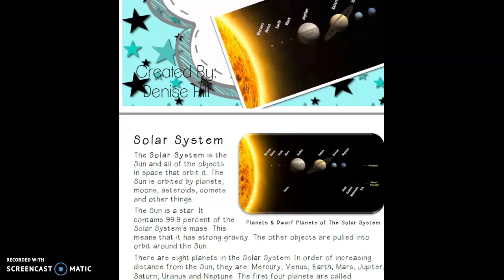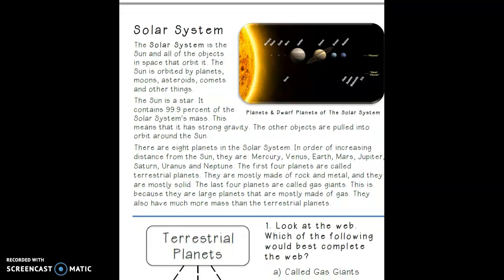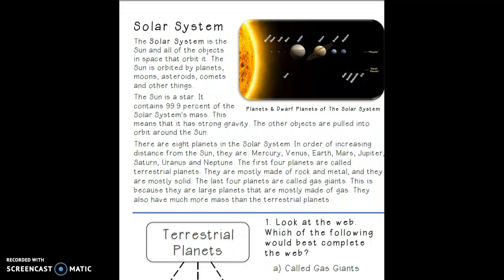It says, the solar system is the sun and all of the objects in space that orbit it. The sun is orbited by planets, moons, asteroids, comets, and other things. The sun is a star. It contains 99.9% of the solar system's mass. This means that it has strong gravity. Other objects are pulled into orbit around the sun. There are 8 planets in the solar system. In order of increasing distance from the sun, they are Mercury, Venus, Earth, Mars, Jupiter, Saturn, Uranus, and Neptune.